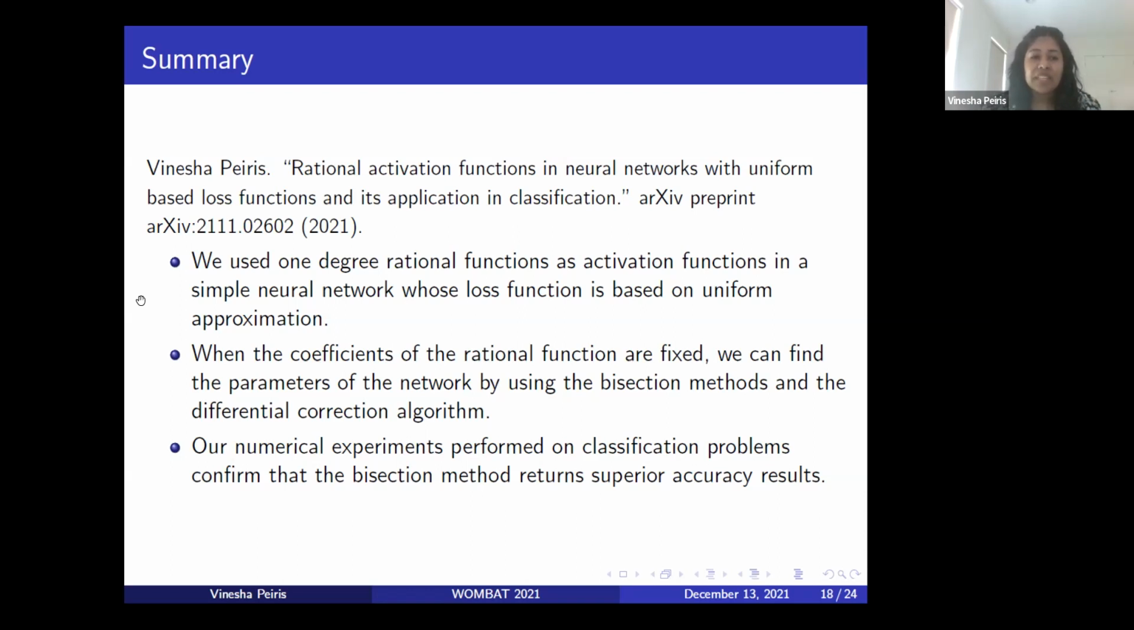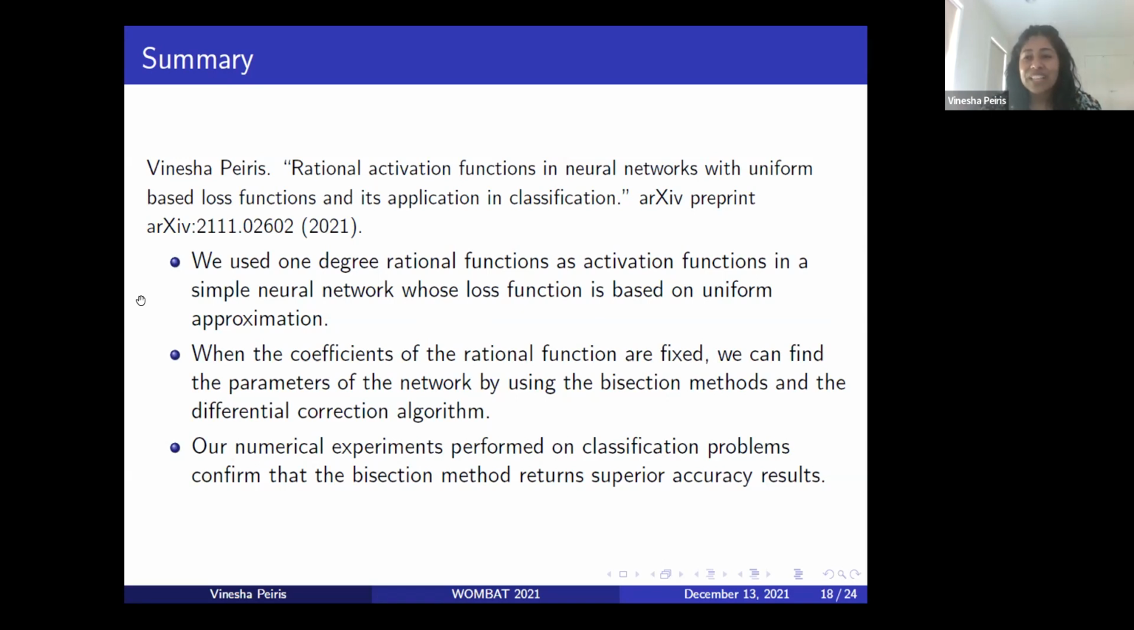There are many future research directions here. You can try to increase the degree of your rational activation function and try to solve the complex optimization problems appearing in the network. And at the same time, maybe you can find another way to fix the coefficients.